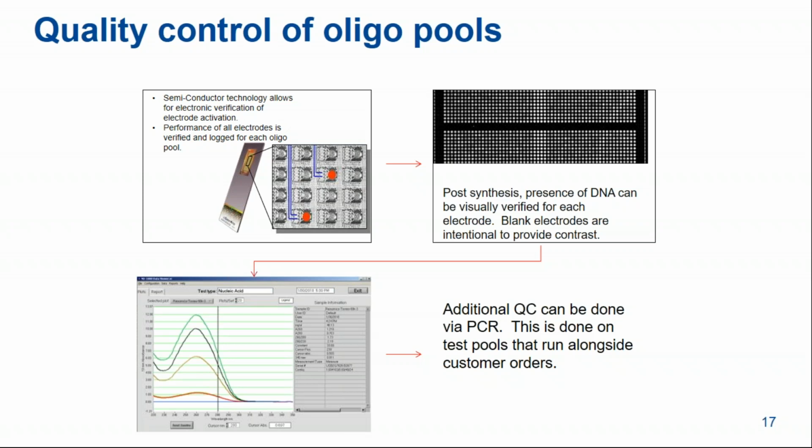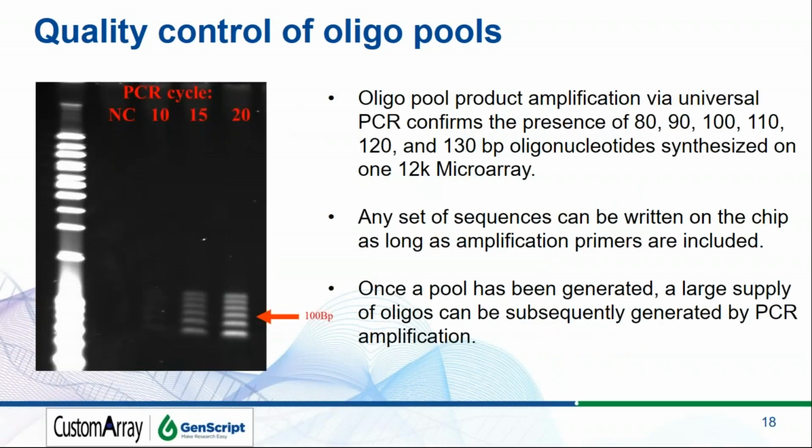Generally, the next step after that is a QC PCR. This is done from time to time, and it's also something that our customers do very often. Here, you see what a PCR looks like of an oligo pool.